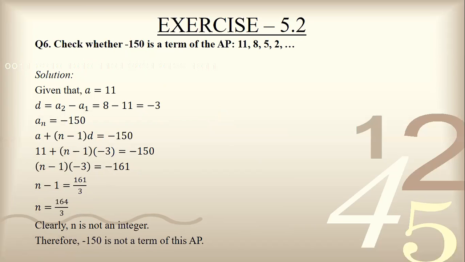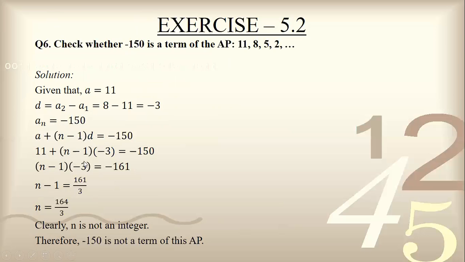Now check whether minus 150 is a term of the AP 11, 8, 5, 2, etc. That means if we keep writing this AP, will we get a number minus 150 or not? So to find that, we'll first try to find n. Okay, so we can find out which term is minus 150. Given that a is 11, d is a2 minus a1, which is 8 minus 11, minus 3. An is minus 150. As I told you, we always consider whatever we need to find to be the last term. So a plus n minus 1 into d is the formula for an equal to minus 150.